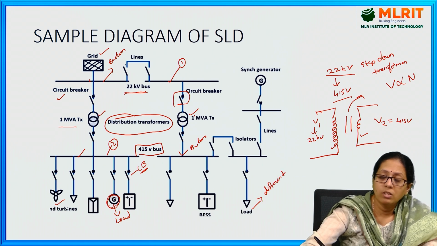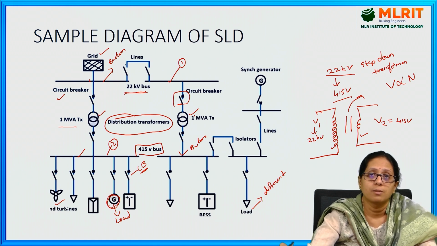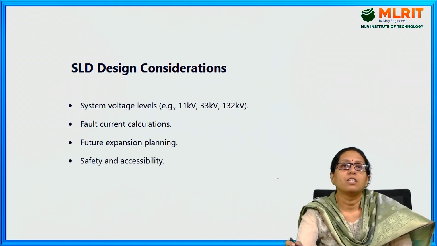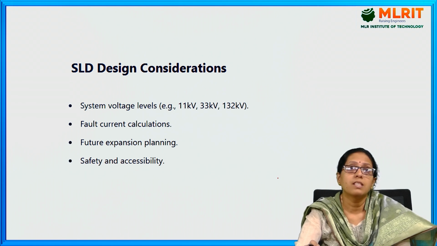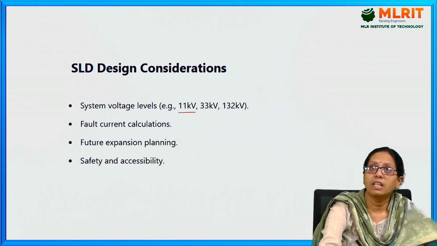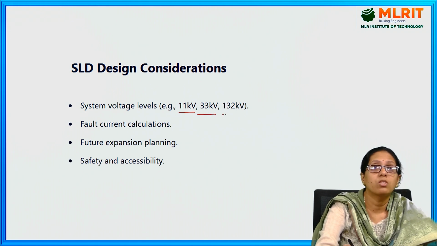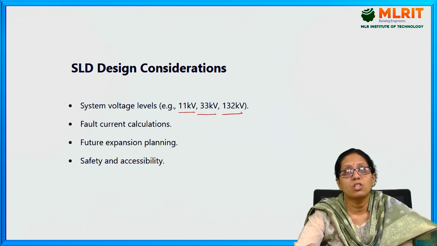This is a load that can be any kind of load. So, its maximum rating is 415 volts. SLD design considerations. What are the different considerations to be known? That is system voltage levels. As I said, they can be of 11 kilovolts, 33 kilovolts or 132 kilovolts. So, the bus bar voltage can be 11, 33 or 132 kilovolts.